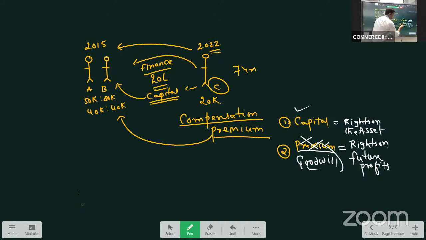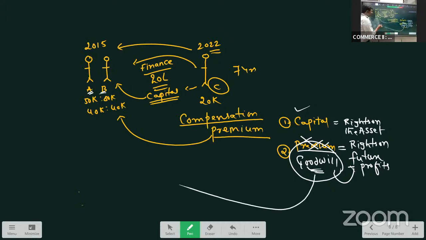This goodwill he is paying because of the share in the profits, which was earlier shared by only A and B. Now A and B are sacrificing. A और B अपने प्रॉफिट में से कुछ हिस्सा C को दे रहे हैं, एक तरह की कुर्बानी दे रहे हैं अपने प्रॉफिट्स में, राइट है? तो उसके लिए he will pay this premium amount, and this premium amount belongs to A and B. This goodwill amount is to be distributed to A and B or whoever is sacrificing. Generally, both the partners will sacrifice.